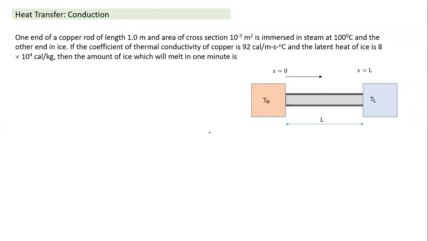The next question is something like this. One end of a copper rod of length 1 meter and given area of cross section is immersed in steam at 100 degrees centigrade. So this is steam at 100 degrees centigrade, the higher end, and the other end is ice at 0 degrees centigrade. Whenever it is not mentioned, unless there is a clear indication, we always assume the hot end is at 100 degrees, and where ice is mentioned it is 0 degrees, unless mentioned otherwise. That's an easy assumption we can make.